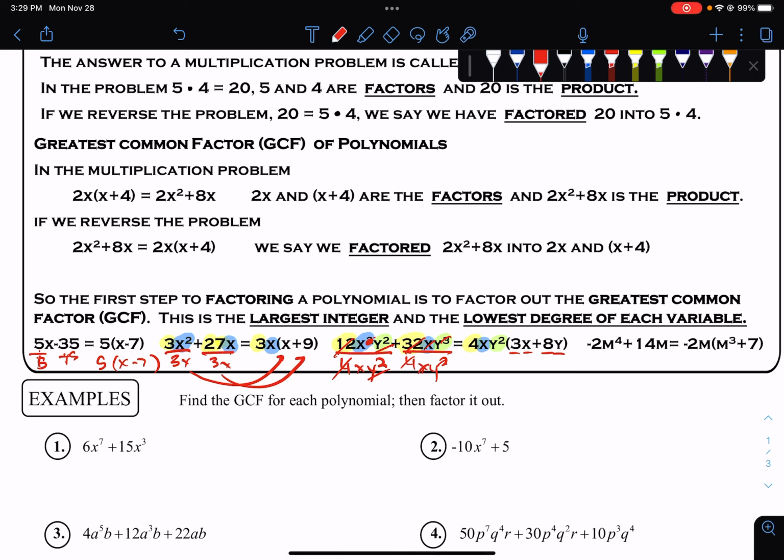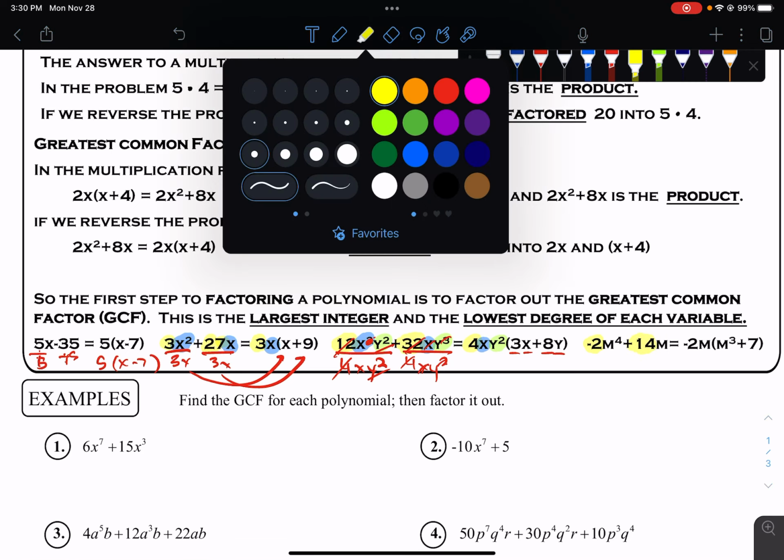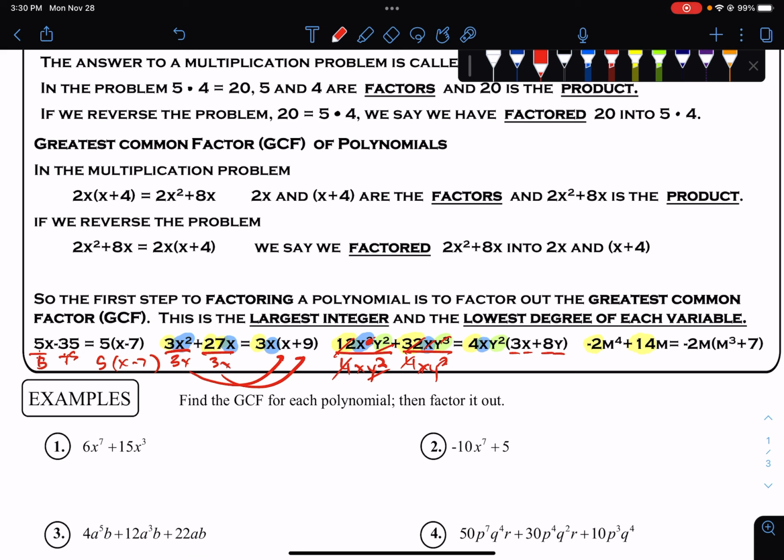All right, sometimes we have a negative in front, and this is the one we got to be really careful about because I've got negative 2m to the fourth plus 14m. And I don't like to have a negative in front of my biggest exponent, so when I look at these things, I'm going to actually take out a negative with my 2. So a 2 goes into 14 and into 2, but I'm going to take out a negative 2. That's where this negative 2 comes from.